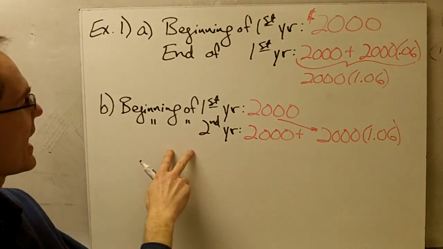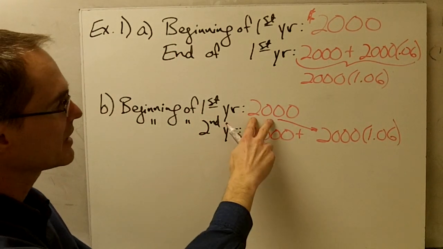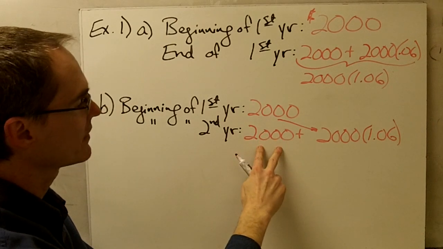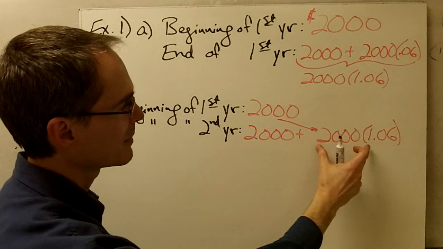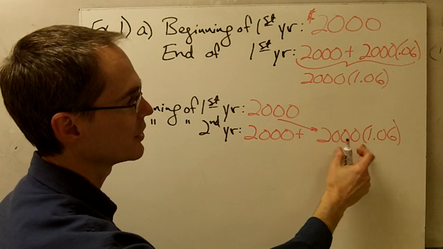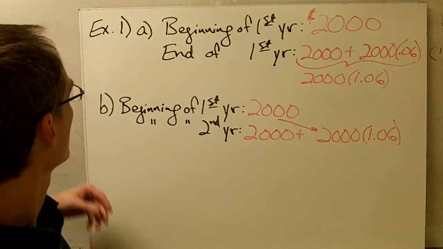So here's how much money I have in the account at the beginning of the first year, and here's how much I have at the beginning of the second year. $2,000 plus my money from the beginning of the first year plus my interest.